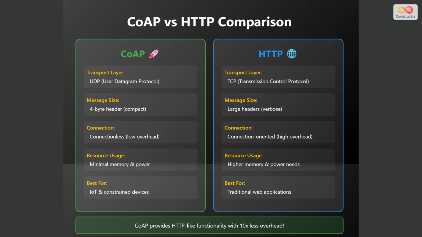CoAP is connectionless, meaning there's no overhead from maintaining persistent connections, whereas HTTP's connection-oriented nature consumes more resources. In terms of resource usage, CoAP requires minimal memory and power, making it ideal for constrained devices, while HTTP demands higher resources suitable for traditional web applications. The result is that CoAP provides HTTP-like functionality with approximately 10 times less overhead.